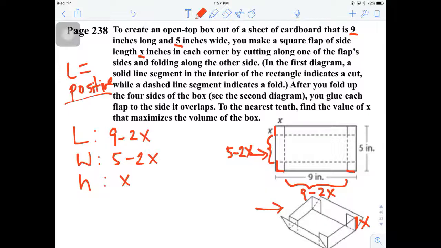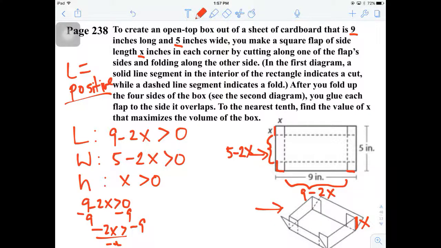So we're going to need to restrict the domain for all of this. We're going to make everything greater than 0, and we're going to solve and see which is the least restrictive. First of all, we have x greater than 0. So we have 9 minus 2x greater than 0. Subtracting 9, we get negative 2x greater than negative 9, and then dividing by negative 2 causes the sign to change. So we get x less than 4.5. That's one restriction. Then we have the second one, solving it the same way: subtract 5 from both sides and divide by negative 2. We should have x less than 2.5.